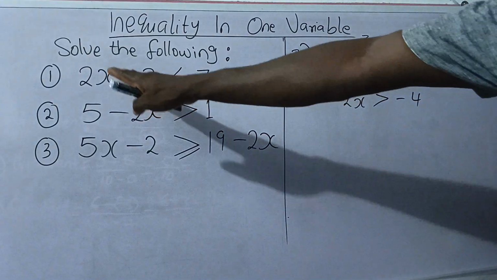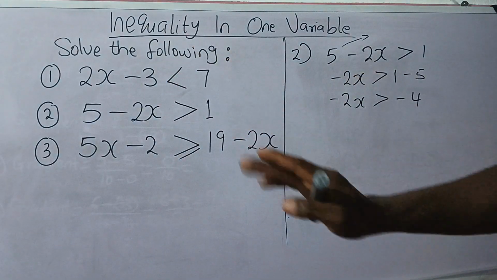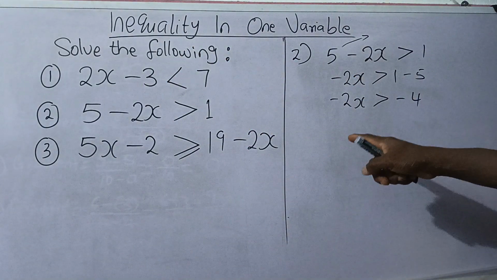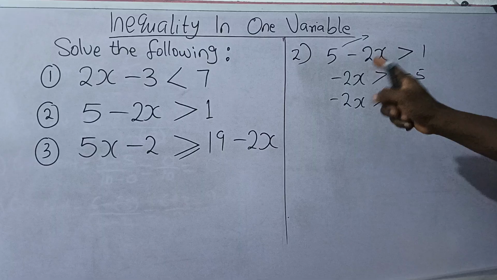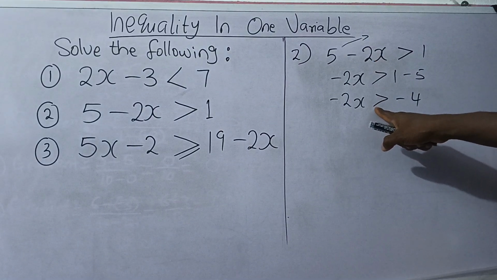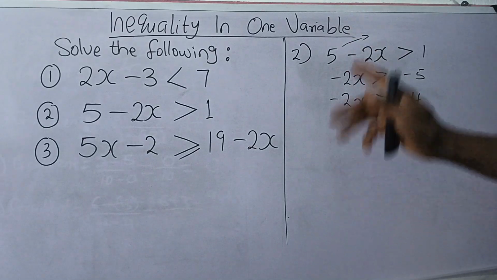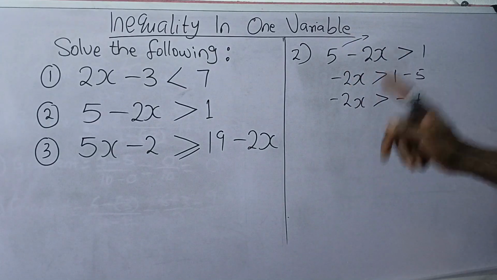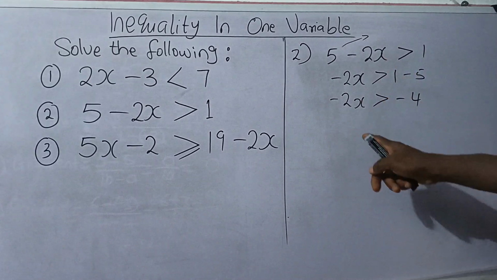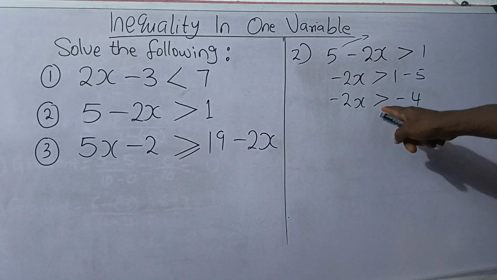When you are dividing by a positive coefficient, the sign will remain the same. But when you are dividing both sides by a negative coefficient, the sign of the inequality must change. That is one of the things that differentiates inequality from a simple equation. When you are dividing by a negative coefficient, the sign changes. If it is greater than, it becomes less than.